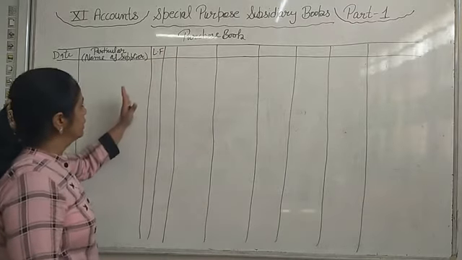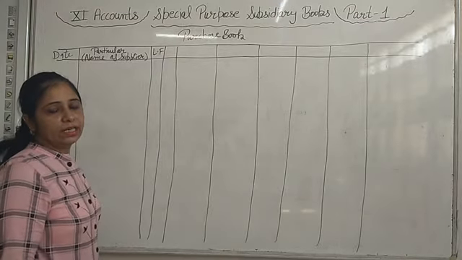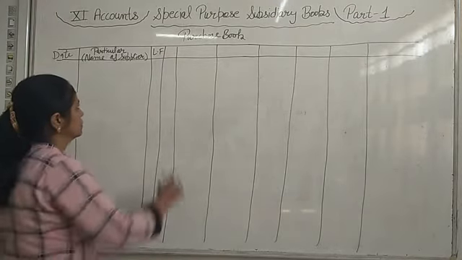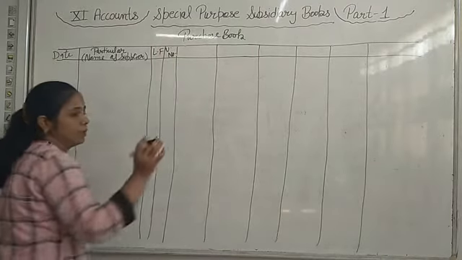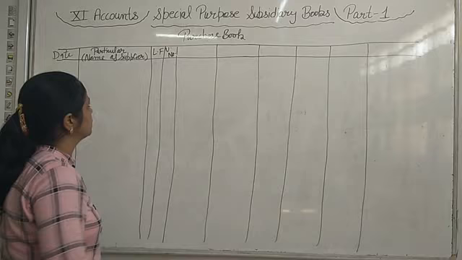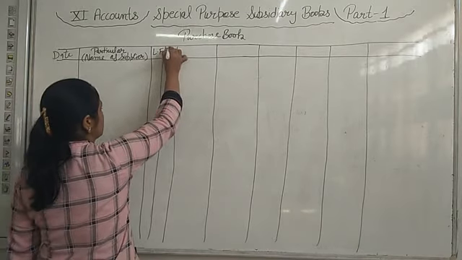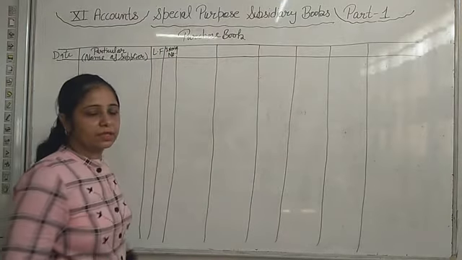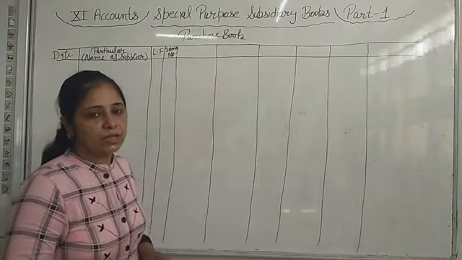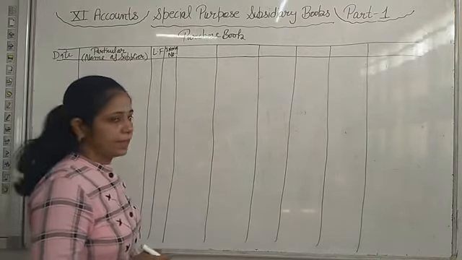that is, on which page number of the ledger book we will record this transaction. Then voucher number, the number of the bill that we have received. Next is the invoice number. Invoice number means the bill we have received from the supplier. There is a number on the bill, and that bill number we will write here.